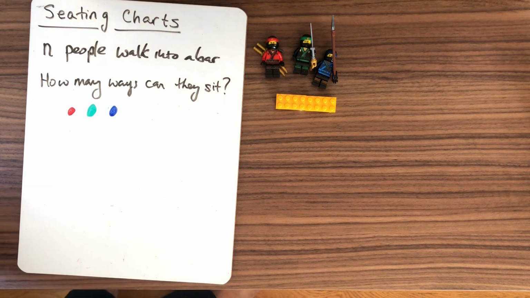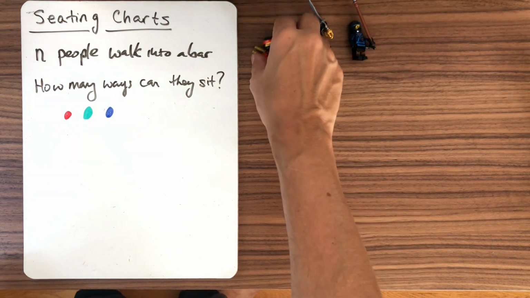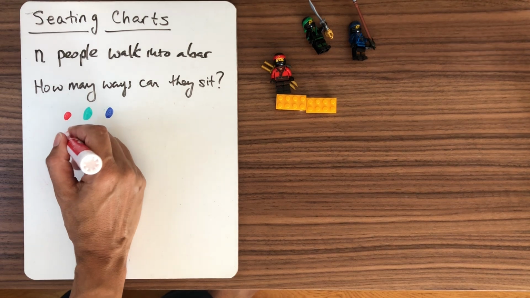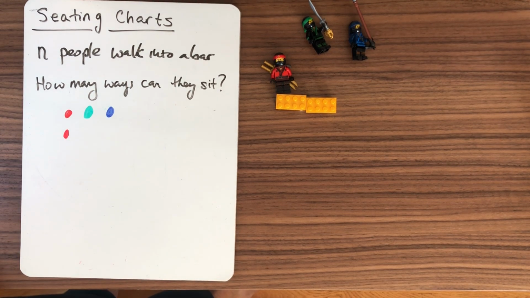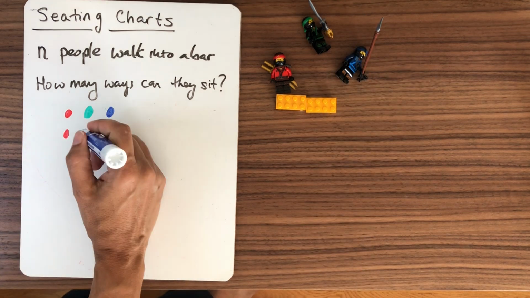And what we want to do is be systematic and think about how many different ways we could have lined them up. Well, let's suppose that the red ninja pirate walks in first. So he's going to sit at the bar first. Now, how many choices do we have? We could have the green come and sit next to him, or the blue guy could come and sit next to him. So there's 2 different ways we could do that.